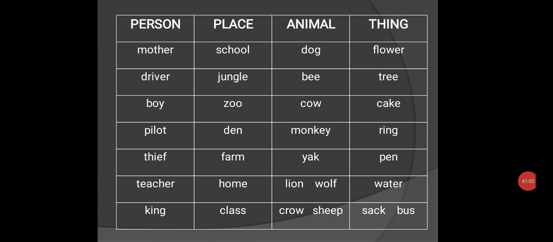One more word I will explain. For example, tree. The next word is tree. It will come under which category? Person, place, animal, or a thing? It will come under the category of a thing because it is a non-living thing. It is just a tree.